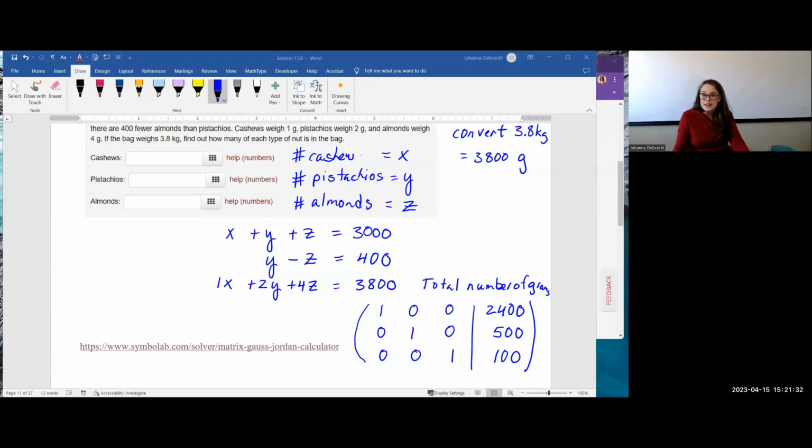So how did you do? My guess is you used the online calculator and it gave you the answer very quickly, which is what I did, so I can certainly relate. Solving a 3-variable system is quite complicated and takes a lot of work. The numbers can get a little unwieldy and large, or negatives can run around and get lost. So using an online calculator is not a bad idea. So when we're looking at this one, we ended up with 2,400 cashews, 500 pistachios, and 100 almonds.